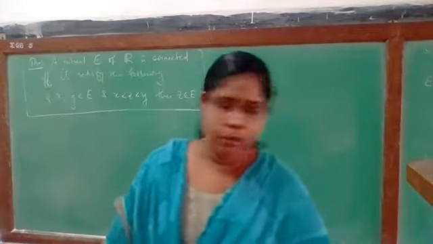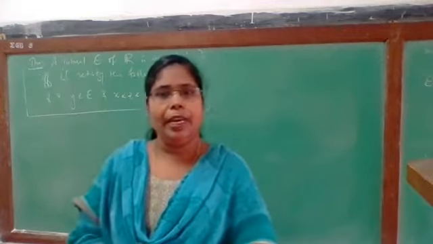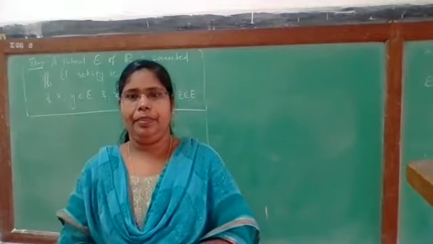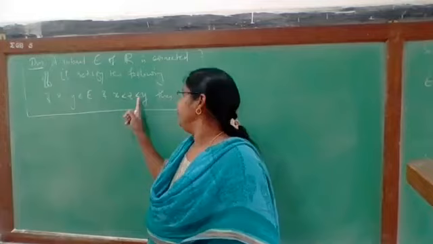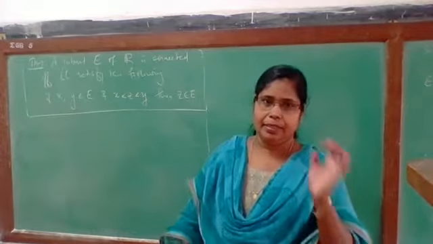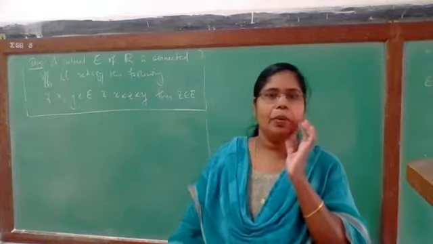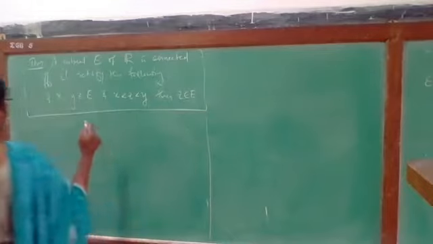So how to prove the theorem? We want to prove that a subset of R is connected if and only if for any two points in the set, every point in between those two points lies in the set. That means every intermediate point lies in the set. Okay? That is what we want to prove.